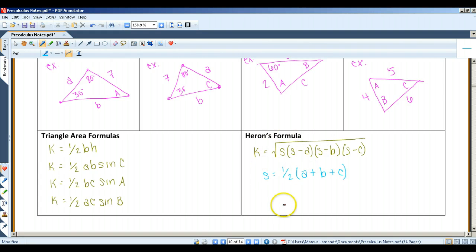Heron's formula, the S in this formula is 1/2 times (a plus b plus c). So, depending on what information you're given about a triangle, you can decide which formula would be the best to use.